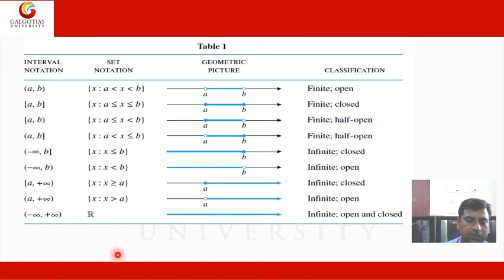Last, minus infinity to infinity. Its set notation is R. That means all the real numbers. The geometrical picture is the whole real line, and it's infinite. It's open as well as closed.